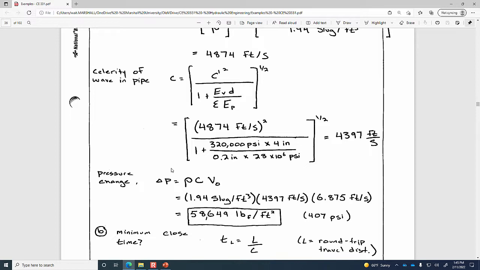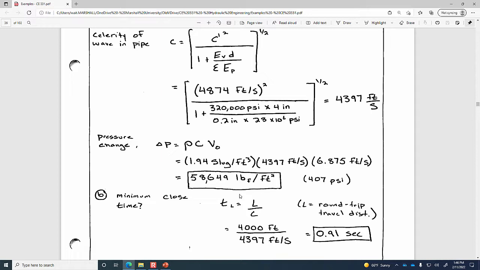And then finally, if we want to calculate how long of a time is the minimum close time, that just means that if you close the pipe in less than 0.91 seconds, then it's going to achieve that maximum pressure increase. There's still going to be a pressure increase, though, even if you close it slower. So if you took 1 second to close the pipe, it's not like you get off scot-free and there's no pressure increase. It's just that the pressure increase is going to be less than that maximum.